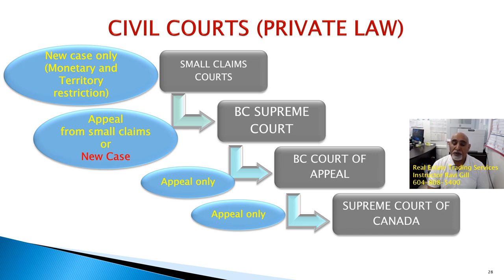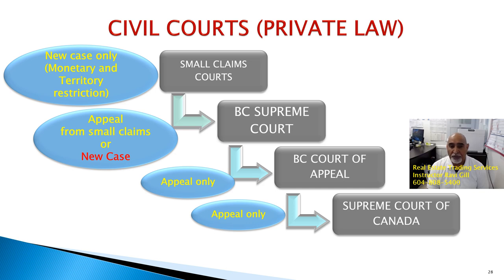Okay, if the plaintiff is not happy or the defendant is not happy with the decision of the small claims, let's say he started his case there, then he can appeal to the BC Supreme Court. Now, if that case comes in front of the judge in the BC Supreme Court, the judge may treat this as an appeal or may treat this as a brand new case. If the judge treats it as an appeal, then evidence will not be reheard. If the judge treats this as a new case, then all evidence must be presented by both the plaintiff and the defendant.